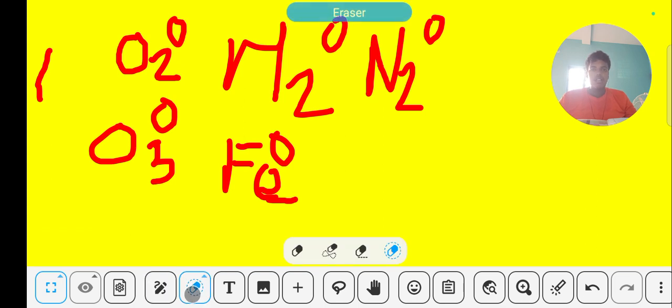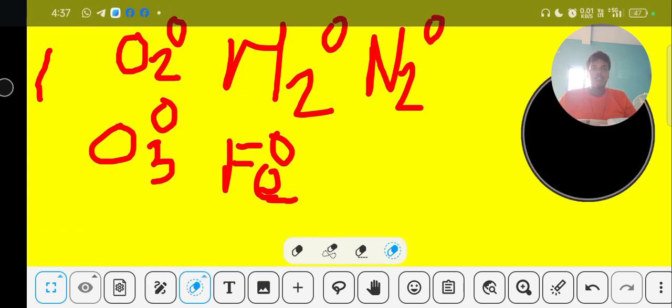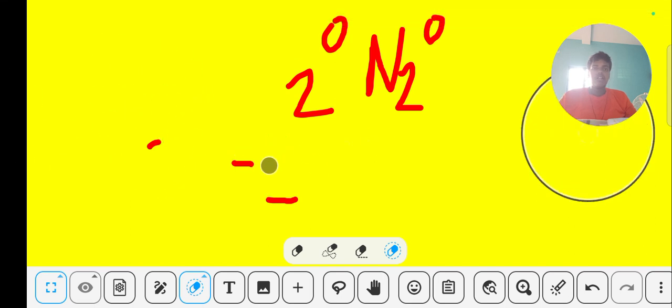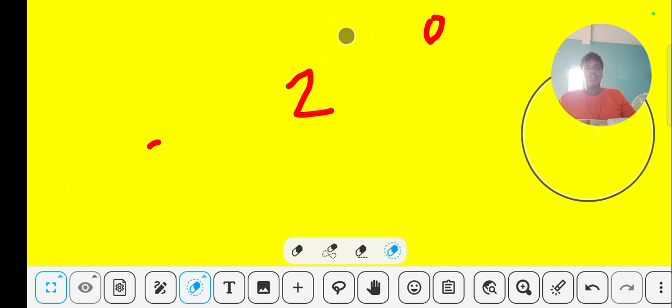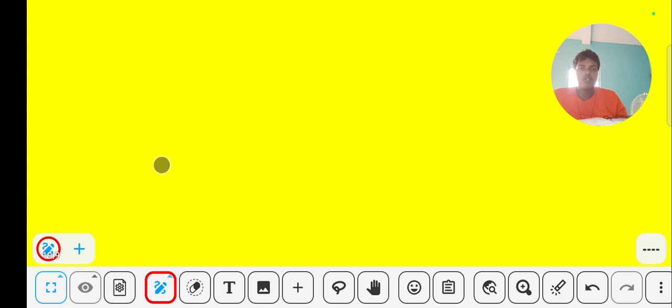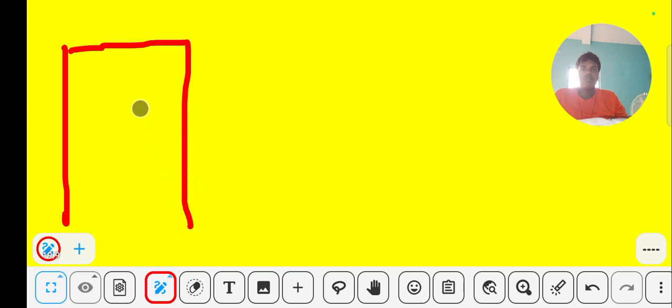Now we will discuss the second rule. The second rule is so easy. As you know, in the periodic table, this is the first group, the S block. Now in the S block there are two groups.